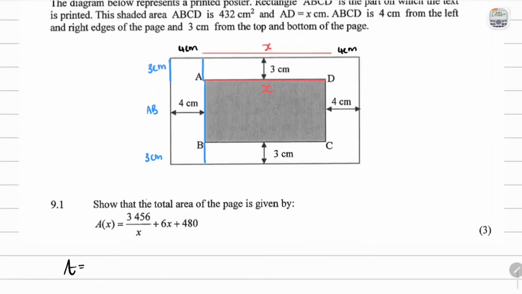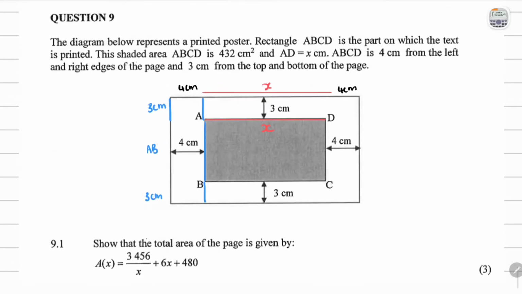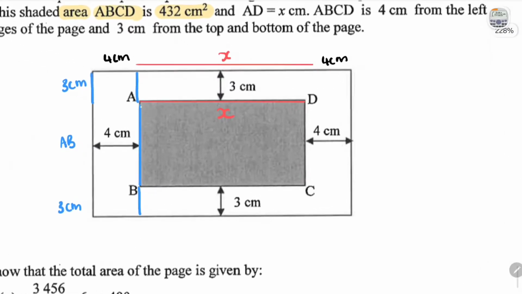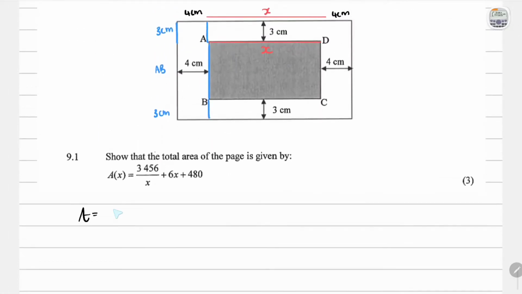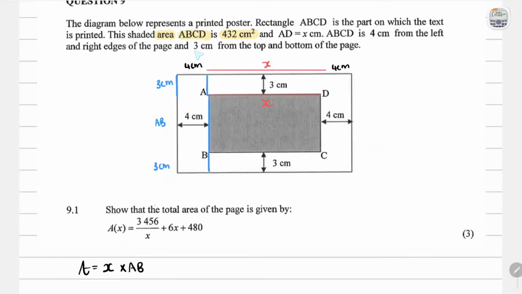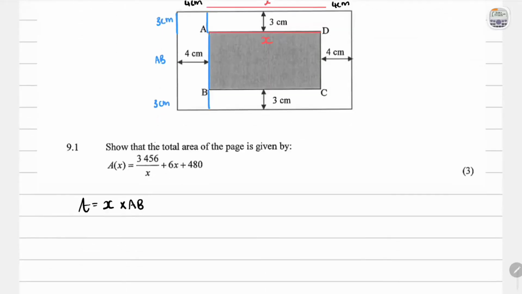We're looking at the area right now. It's not a good idea because we don't know what AB is. So we need to find an expression for AB. And that's where the information that they gave us comes in. They told us that ABCD, the area of the shaded part, is 432 centimeters squared. Do you see that the shaded part has AB and X? So for them to have gotten that area, they must have multiplied X by AB. So we know that that area is 432.